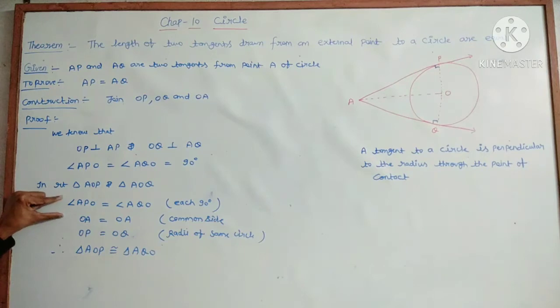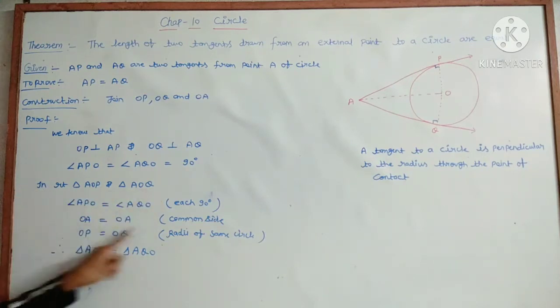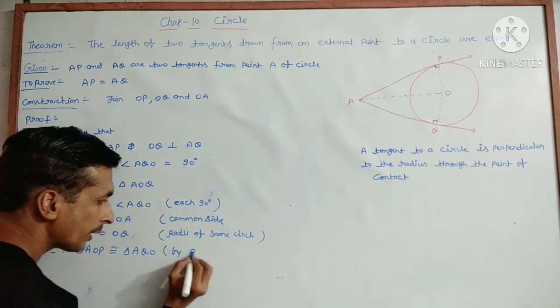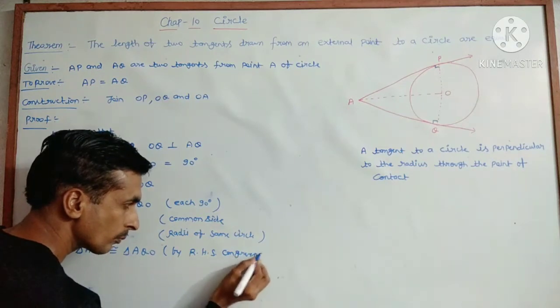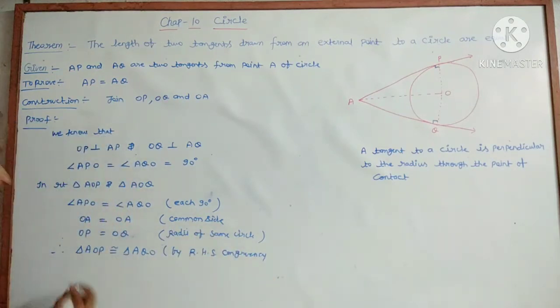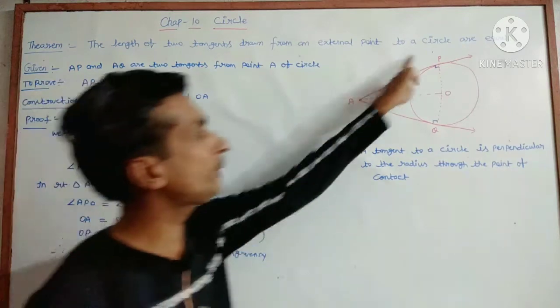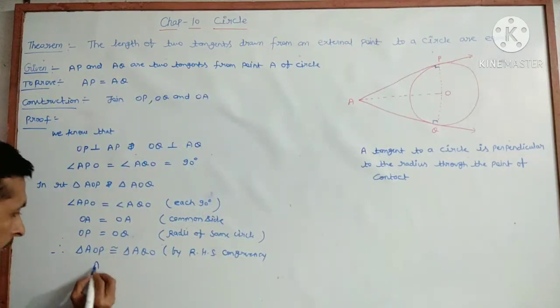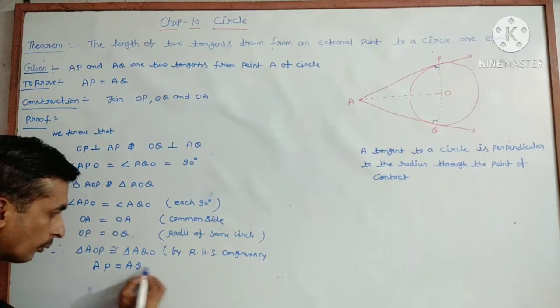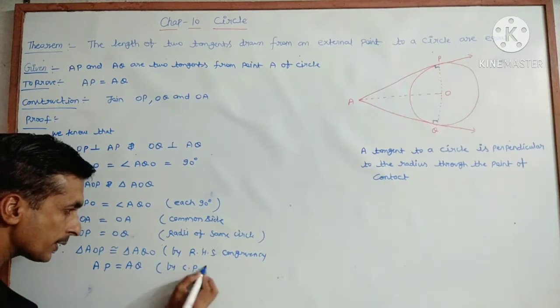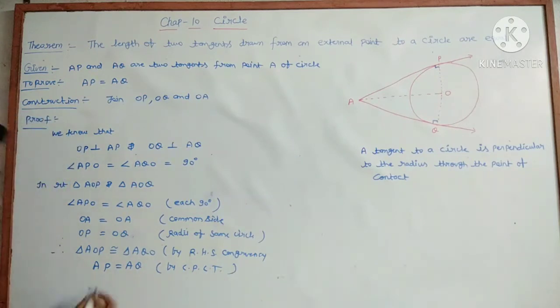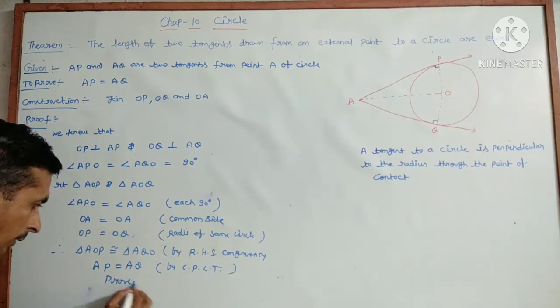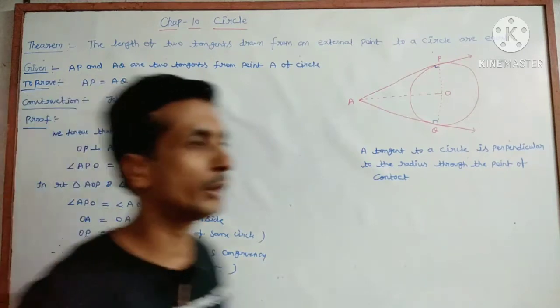Now you can write triangle AOP congruent to triangle AOQ. This one is a right angle, this one is the hypotenuse and this one is a side. So by RHS congruency. Okay. So by CPCT you can write AP equals AQ, by CPCT, corresponding parts of congruent triangles. So this is your requirement and it is fulfilled. Now you can write proved. So I think you can understand.